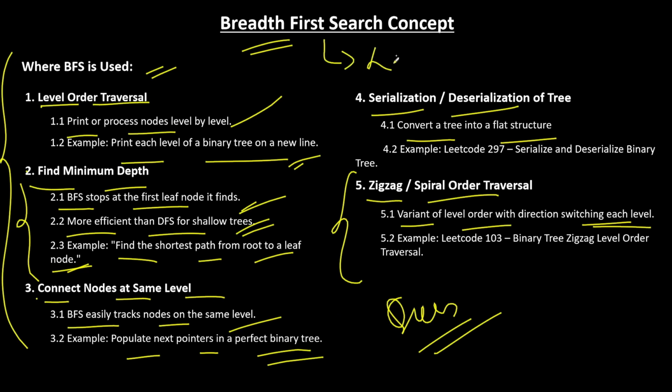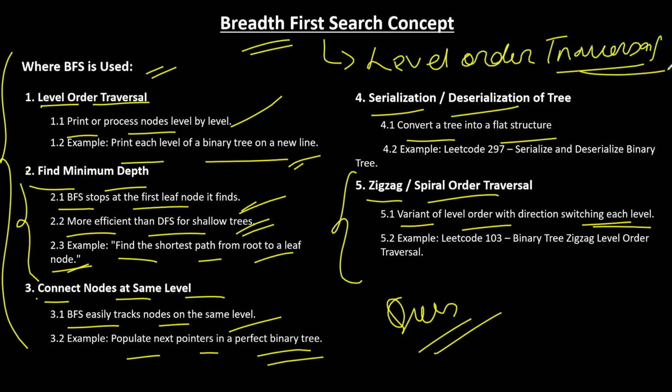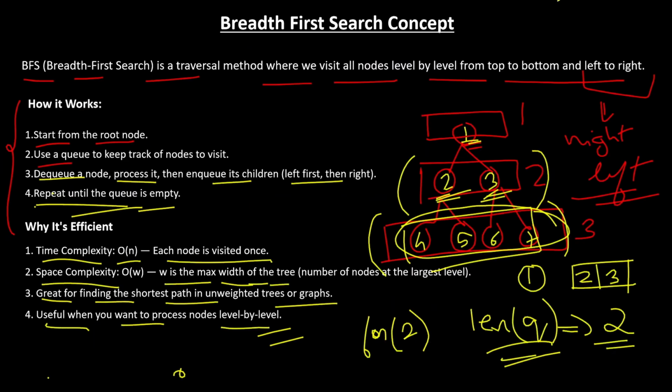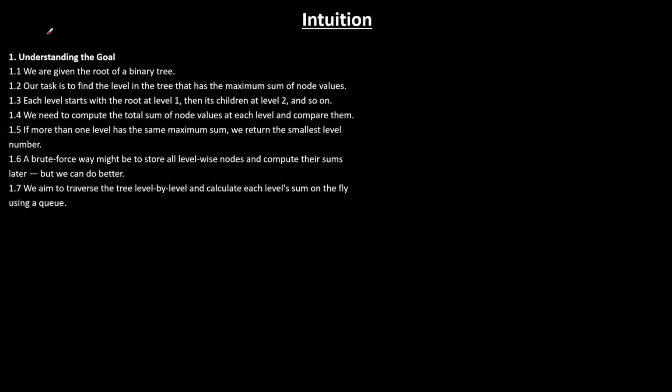BFS is also called level order traversal because that makes much more sense to hear, right? That's all. I hope you understood this explanation of BFS and how we iterate it. Now let's move to the next slide.